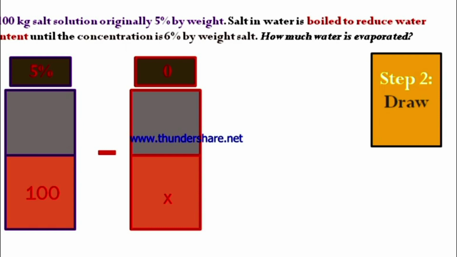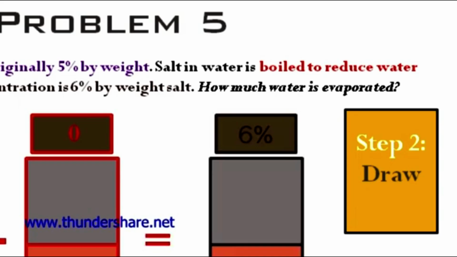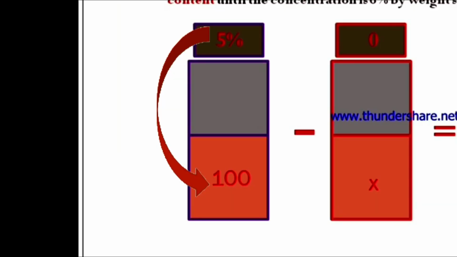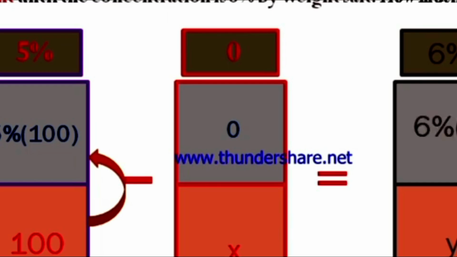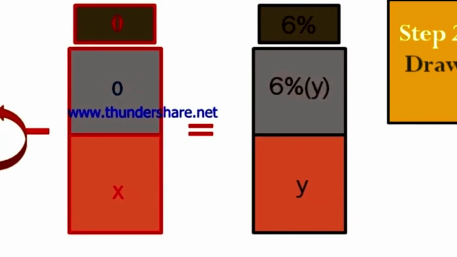Now, the resulting concentration, so that's an equal sign. The percentage is 6%. The amount left is also unknown, so Y. We will do the top times bottom, percent times 100. And you put it on the first compartment, 5% times 100, minus 0, because 0 times X is 0. Then that's 6% times Y.